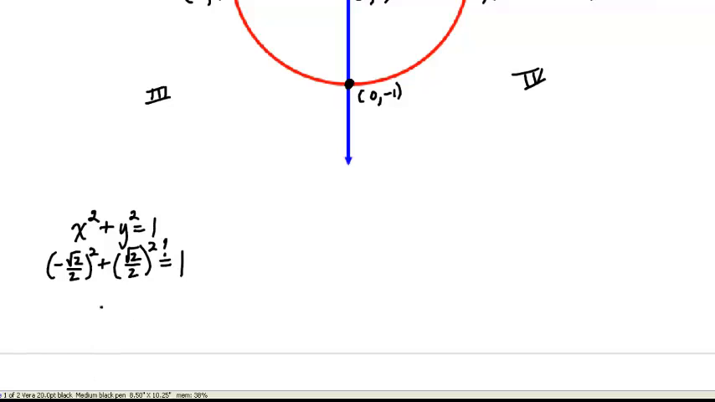Well, recall that when you square a fraction, you square the numerator and denominator. When we square a negative sign, we get a positive, and when we square a radical, it removes the radical. So the square root of 2 squared is just simply 2. 2 squared is 4, so we really have 2 fourths plus 2 fourths, which is 4 fourths or 1, so that checks. So in other words, the point negative square root of 2 over 2, square root of 2 over 2 is on the unit circle.